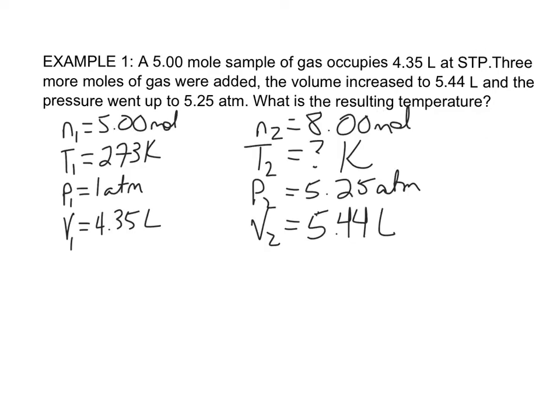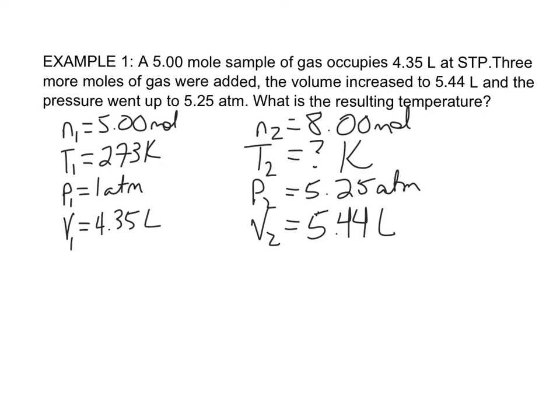All right, so here's all that information organized a little bit better. You can see on the left side we have all of our starting conditions, our starting number of moles, our temperature and pressure at STP, 0 degrees Celsius, which we've converted to 273 Kelvin, a pressure of 1 atmosphere, and a starting volume of 4.35. And then on the right we have our ending conditions. We added 3 more moles of gas, so we have a total of 8 moles. We're looking for a temperature. I increase my pressure to 5.25 atmospheres and I have a final volume of 5.44 liters.